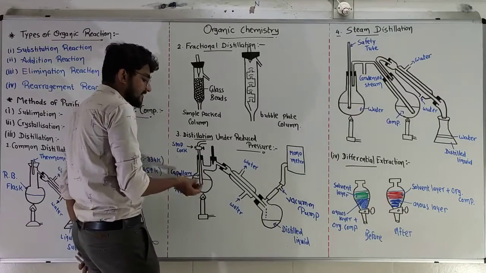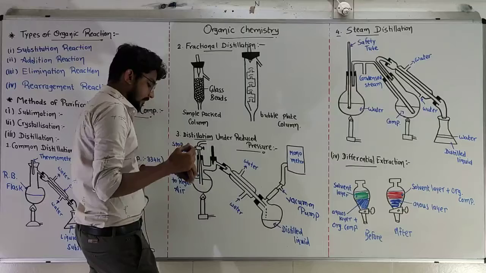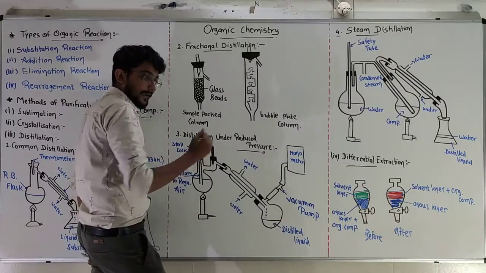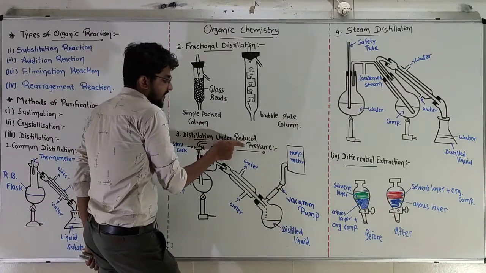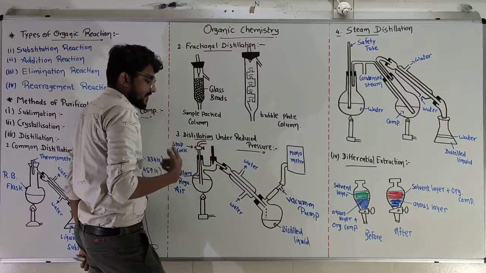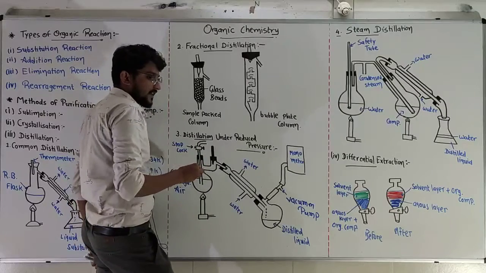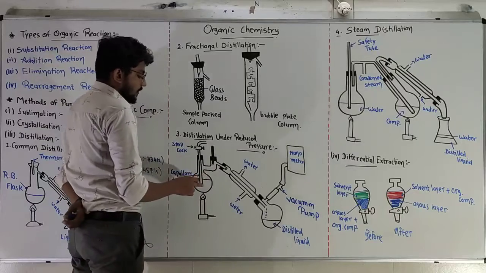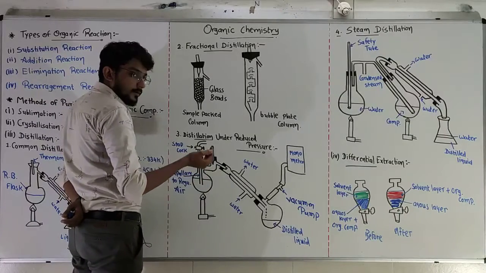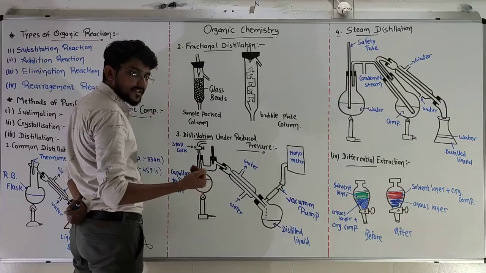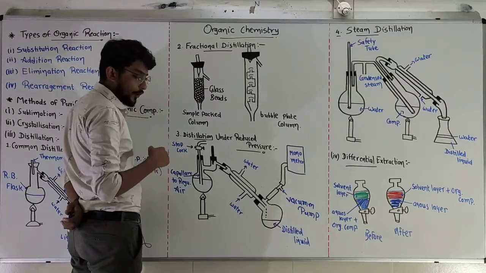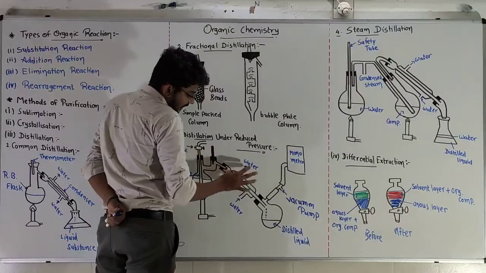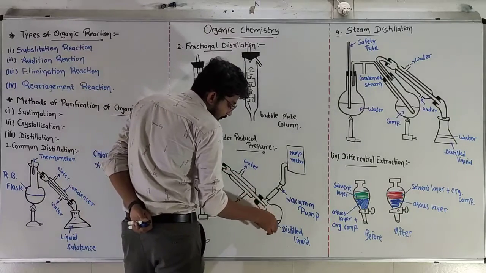When I heat this compound, what will happen? It will boil at a very low temperature because the outside pressure is reduced, so the vapor pressure inside becomes equal to the outside pressure. So our glycerol will boil at a very low temperature compared to its boiling point, and the vaporized glycerol will come over here. We condense it and liquid glycerol will be collected here.